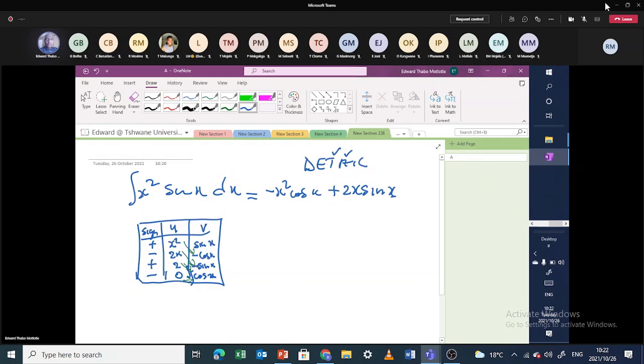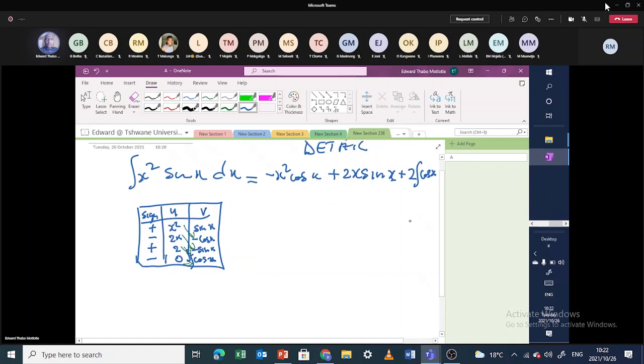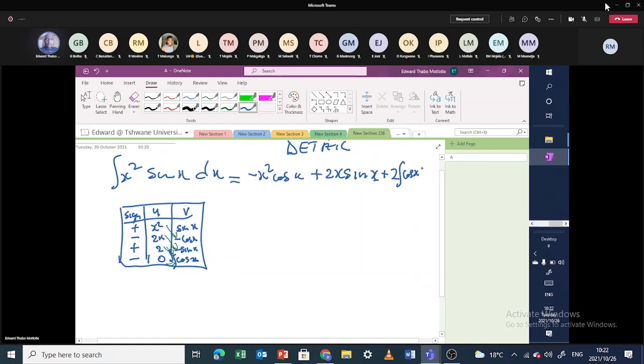Positive 2x sine x. Now you multiply 2 by cos x plus 2, the integral of cos x dx there. Let me try to make some space. And then when you multiply by 0, everything will be 0. So this means we have minus x squared cos x plus 2x sine x plus 2 sine x plus c. So this becomes your solution.